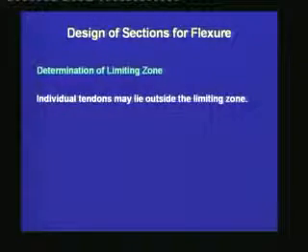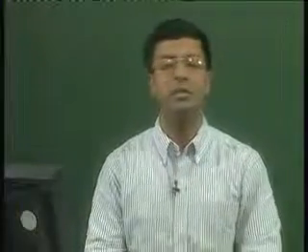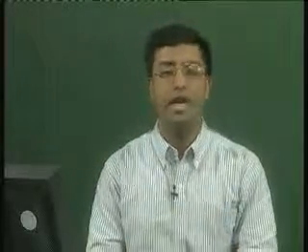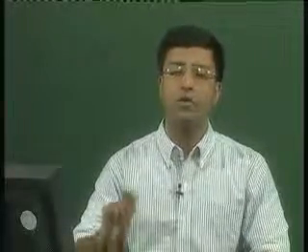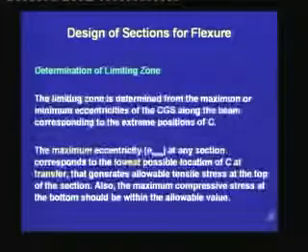Thus, the definition of the limiting zone is more general for Type 2 and Type 3 members as compared to Type 1 members, because for Type 2 and Type 3 members we are allowing tension in the concrete, and hence the compression can lie outside the kern zone. Remember that when we are talking of the limiting zone, we are just talking of the CGS. The individual tendons may lie outside the limiting zone, provided the CGS is within the limiting zone.